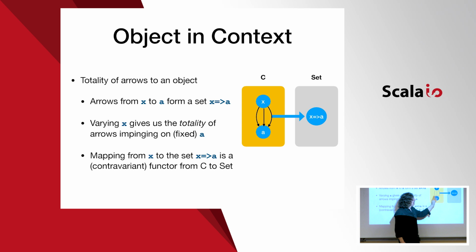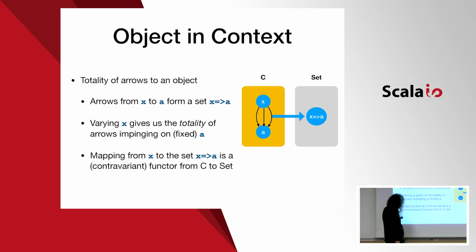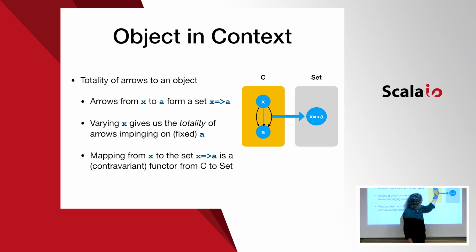I define this mapping for objects, for X's. This mapping can be extended also to arrows, which means that it's really a functor. This is a functor if you vary X. It's called a contravariant functor because it acts weirdly on arrows, reversing the direction of the arrows. But it's a functor, from this category C to the category Set. So now, for every object A, I get a functor from C to Set. Keep this in mind. For every A, I have a functor from C to Set. It just takes an X and puts it into the set of arrows from X to A.